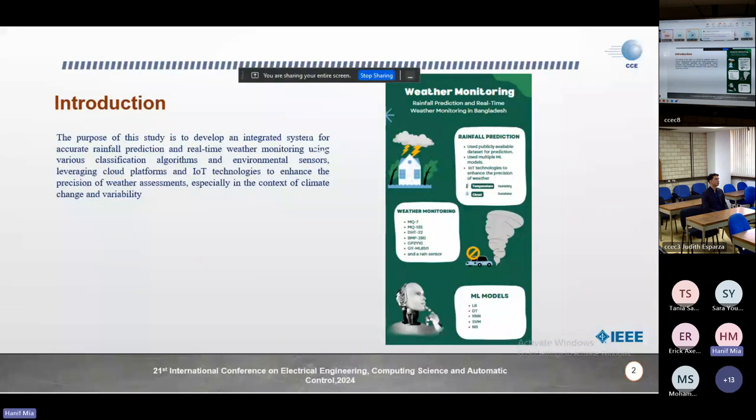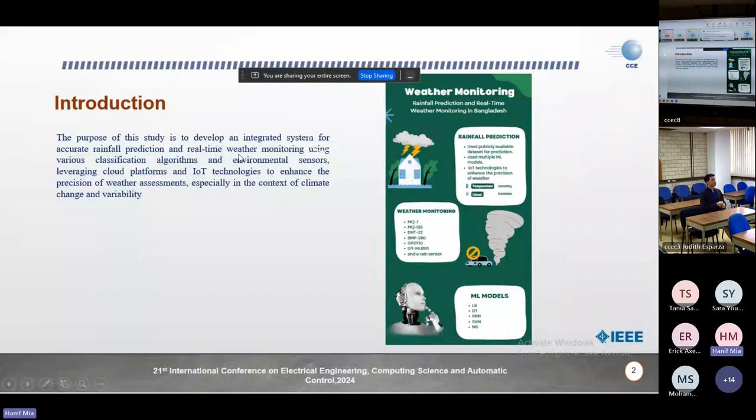The purpose of our study is to develop an integrated system for accurate rainfall prediction and real-time weather monitoring using various classification algorithms and environmental sensors, leveraging cloud platforms and IoT technologies to enhance the precision of weather assessments, especially in the context of climate change.